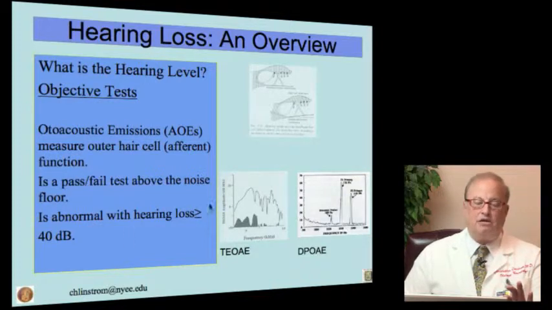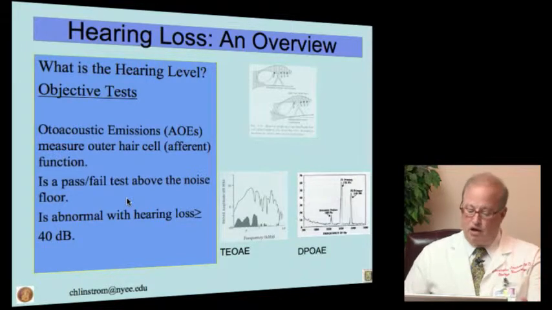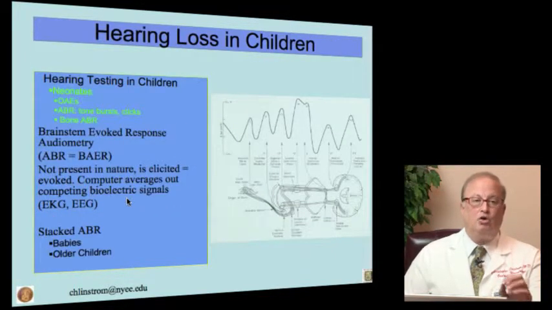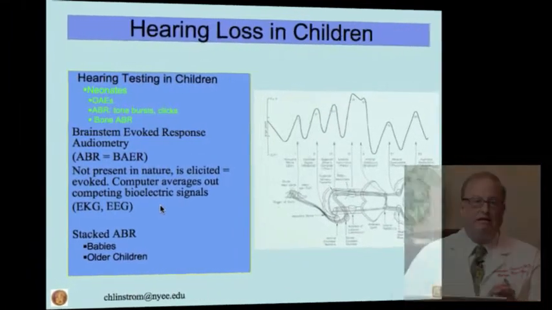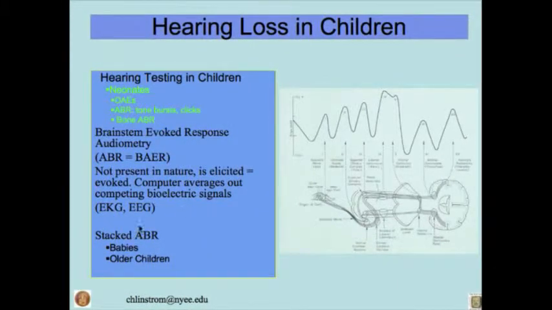If there is a response over the 40 dB noise floor, we can pretty much assume that there's audition in the ear. If the child fails, or really the newborn or infant fails, then we have to follow the child and possibly move on to an evoked response, which would be an auditory brainstem response. So an auditory brainstem response is an evoked response. It does not occur in nature, as does an EKG or an EEG.